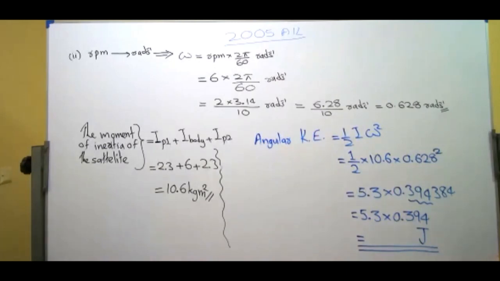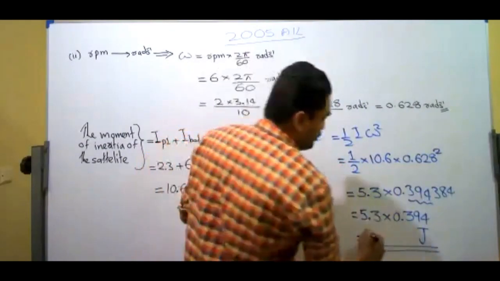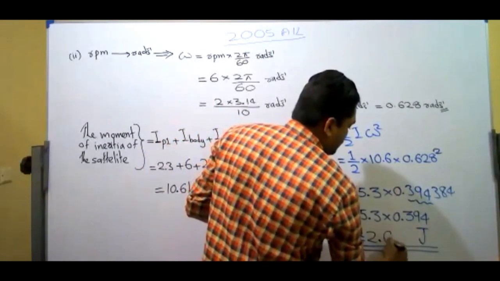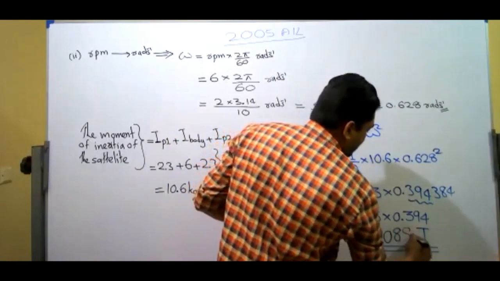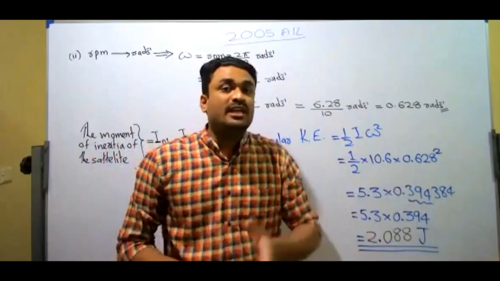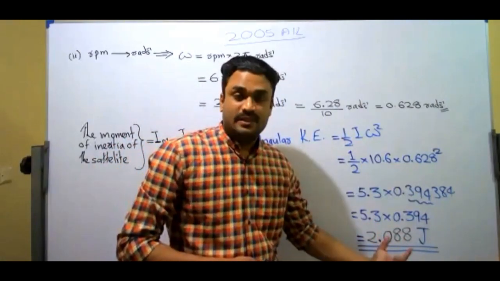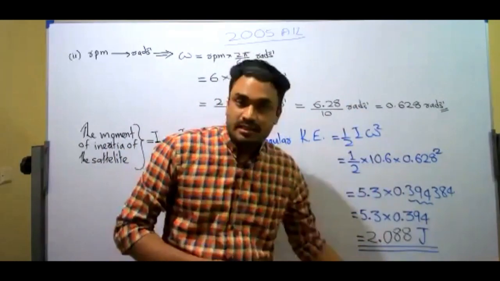If you simplify this, you get the answer. You should write the answer only up to 3 decimal places. Do not forget it. So that is 2.088. No need to keep more than 3 decimal places, but do not keep less than 3 decimal places. Please keep the answer up to 3 decimal places. Complete this here.